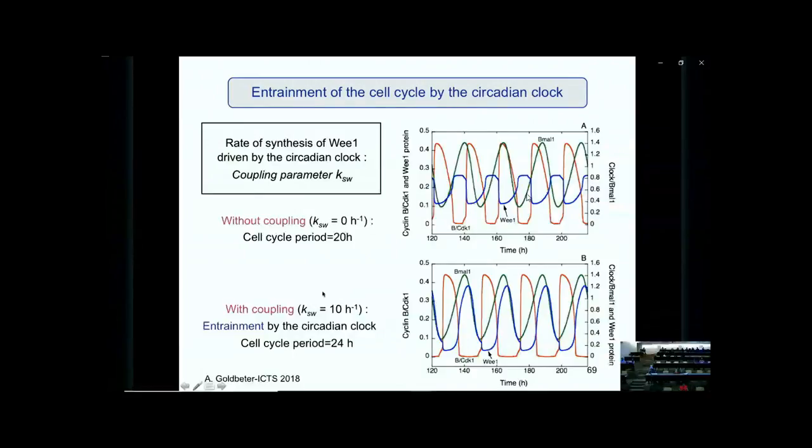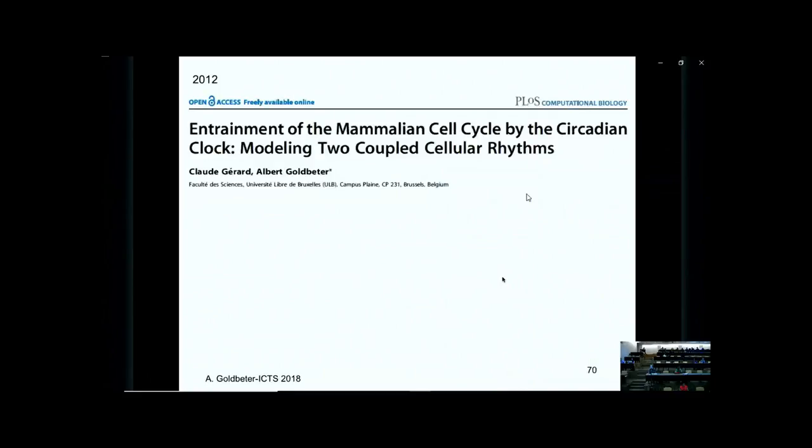If we now make the rate of synthesis of WEE1 dependent on BMAL1, so effectively there is a coupling, then we see here that the cell cycle, which is the blue curve, or the red curve, oscillates with the same period of 24 hours as the circadian clock. So this is entrainment. And we studied the entrainment of the cell cycle by the circadian clock by modeling the coupling of these two cellular rhythms.